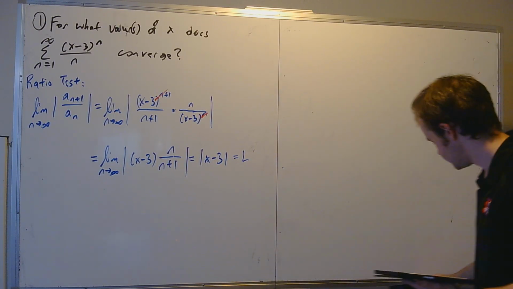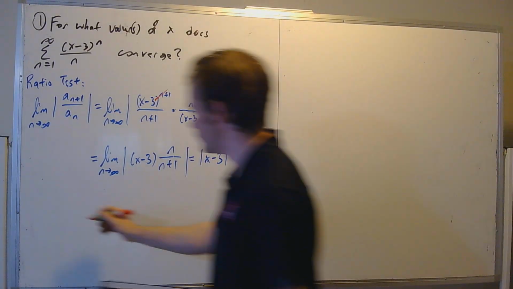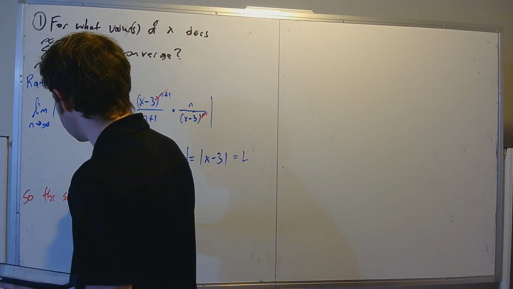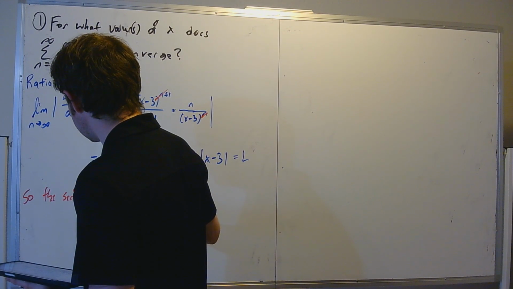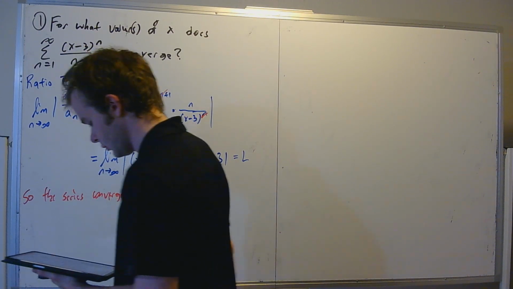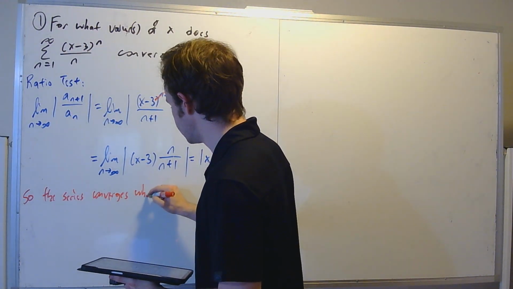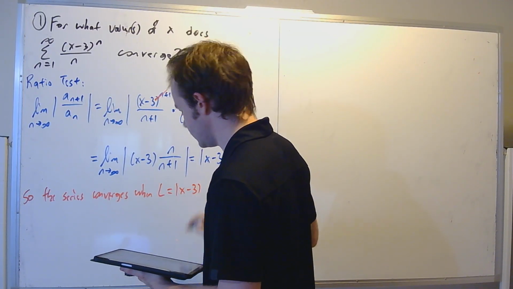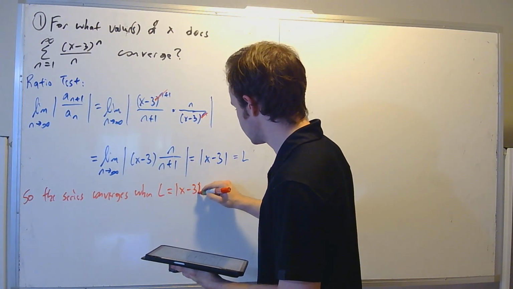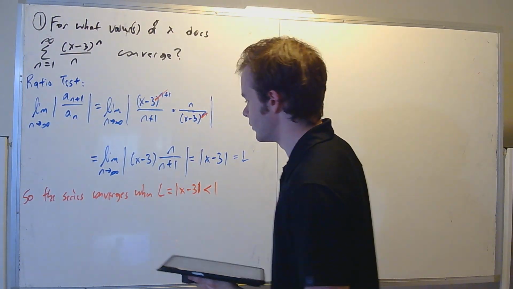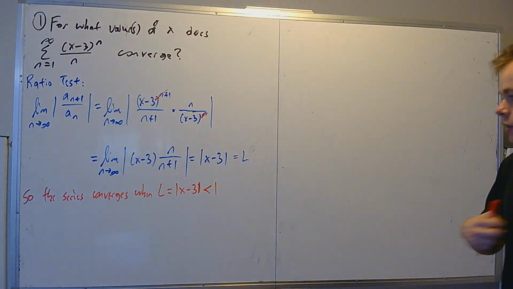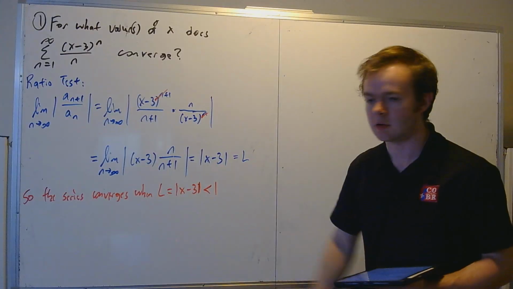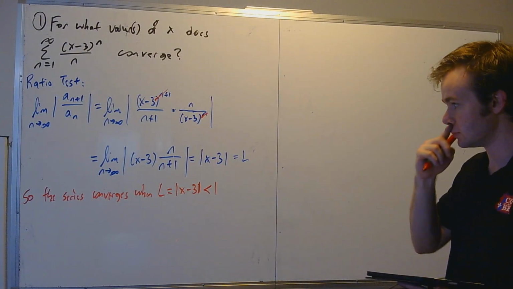So what we can say is the series converges when L, which is equal to the absolute value of x minus 3, is less than 1, because that's what the ratio test said. Whenever this limit is less than 1, we know that our series is going to converge. Okay.